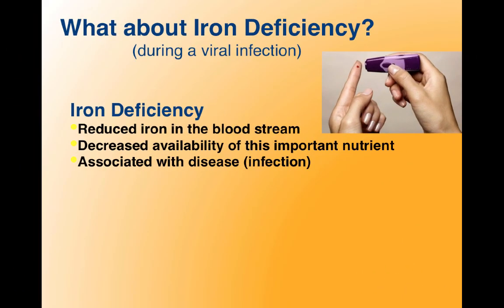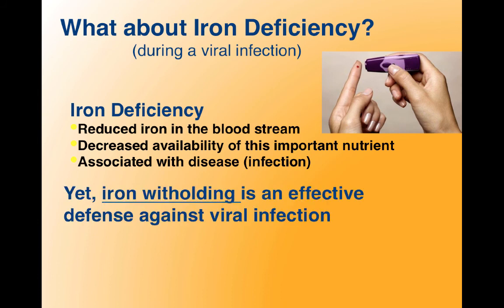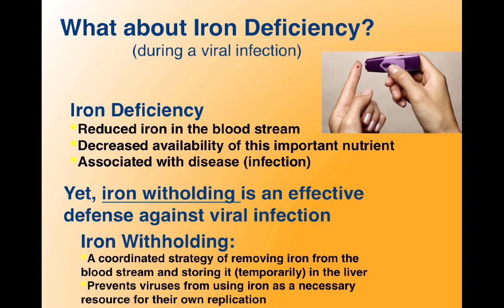This brings us to our final example from the field of medicine, iron deficiency. Iron deficiency is associated with reduced iron in the bloodstream, a decreased availability of this important nutrient, which is often associated with disease such as infection. Yet iron withholding is an effective defense against viral infection. In essence, iron withholding works as a coordinated strategy of removing iron from the bloodstream and storing it temporarily in the liver. This prevents viruses from using iron as a necessary resource for their own replication.